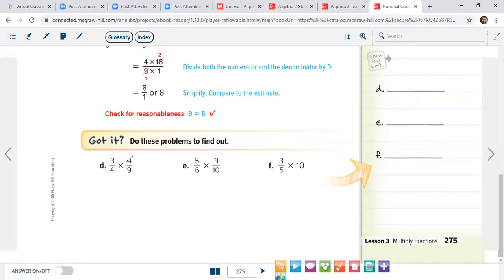Using cancellation method, I can cancel the 4 up with the 4 down. I can divide by 3 here to give you 1, divide by 3 to give you 3. So the answer is 1 over 3. Also here using cancellation method, I noticed that 5 and 10 both are divisible by 5. So divide by 5 gives you 1, divide by 5 gives you 2. 6 and 9 both are divisible by 3. So divide by 3 will give you 3, divide by 3 will give you 2. So the problem now is like 1 times 3 is 3 and 2 times 2 is 4.